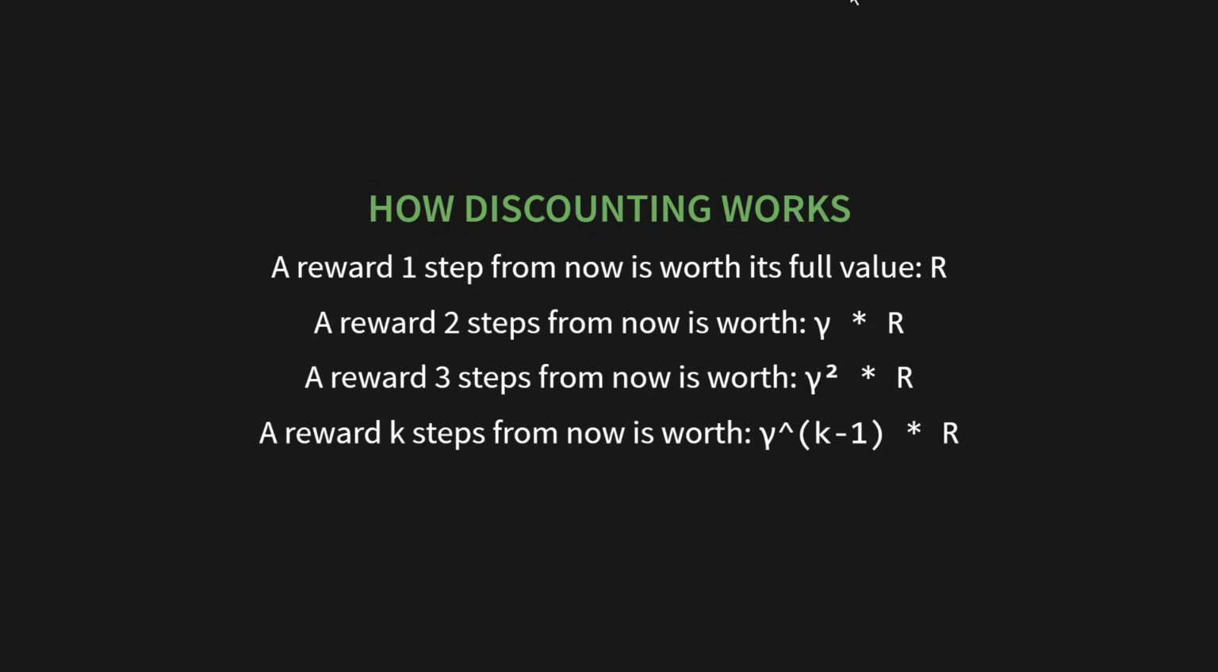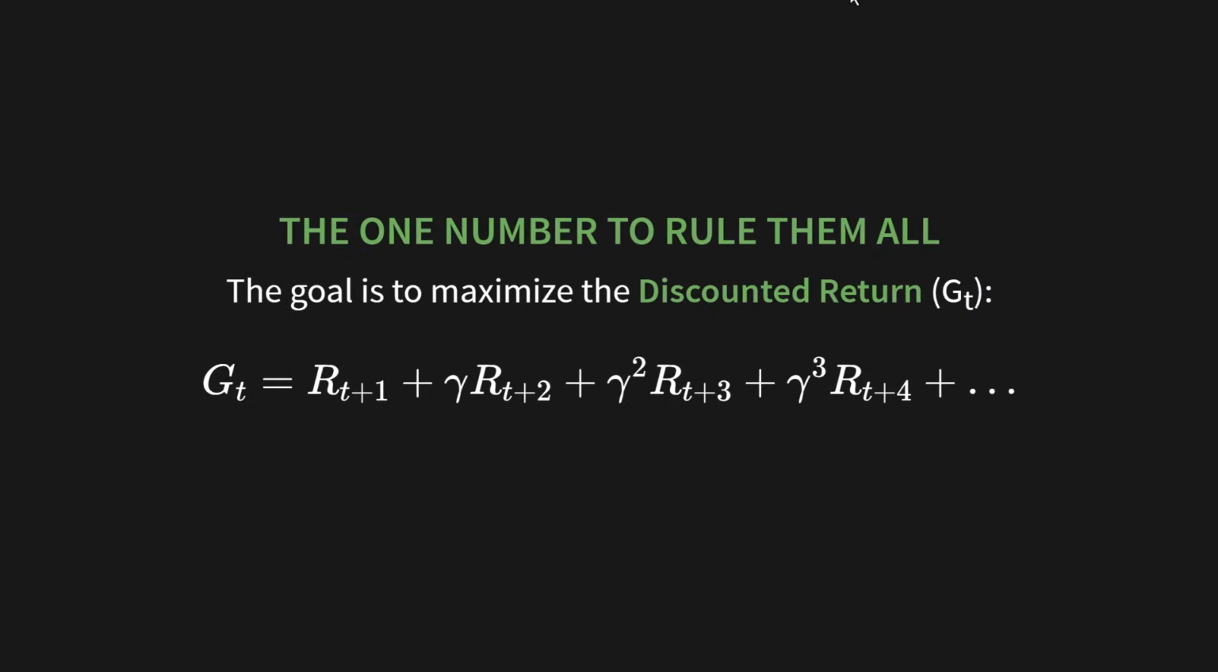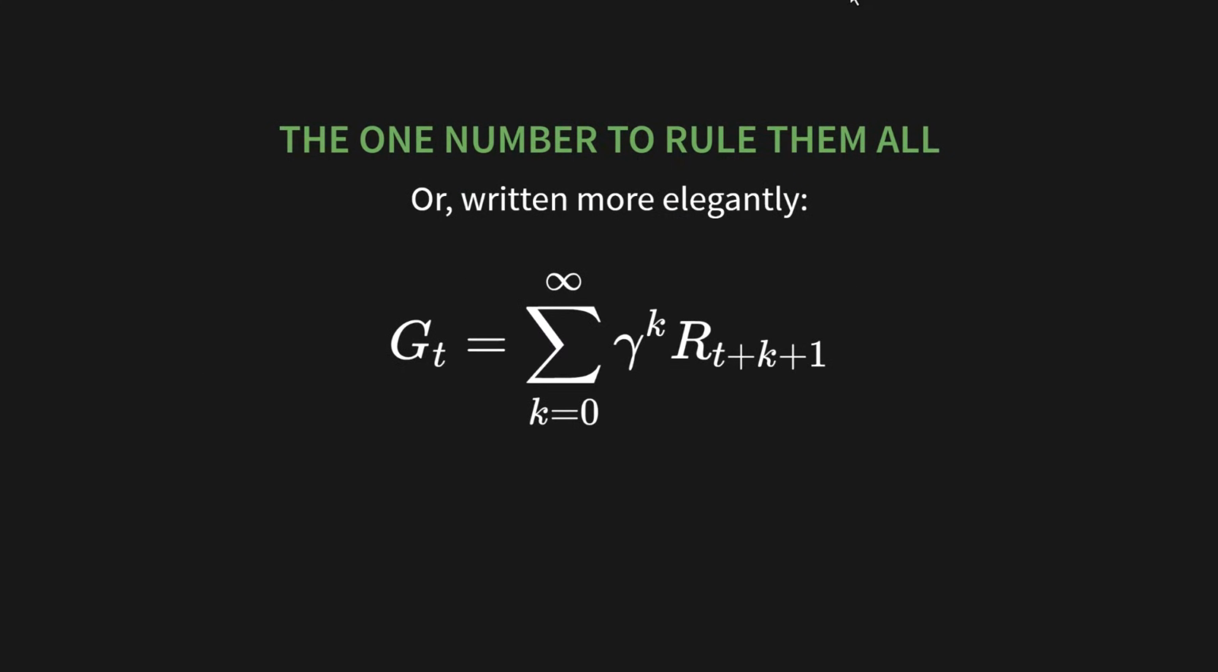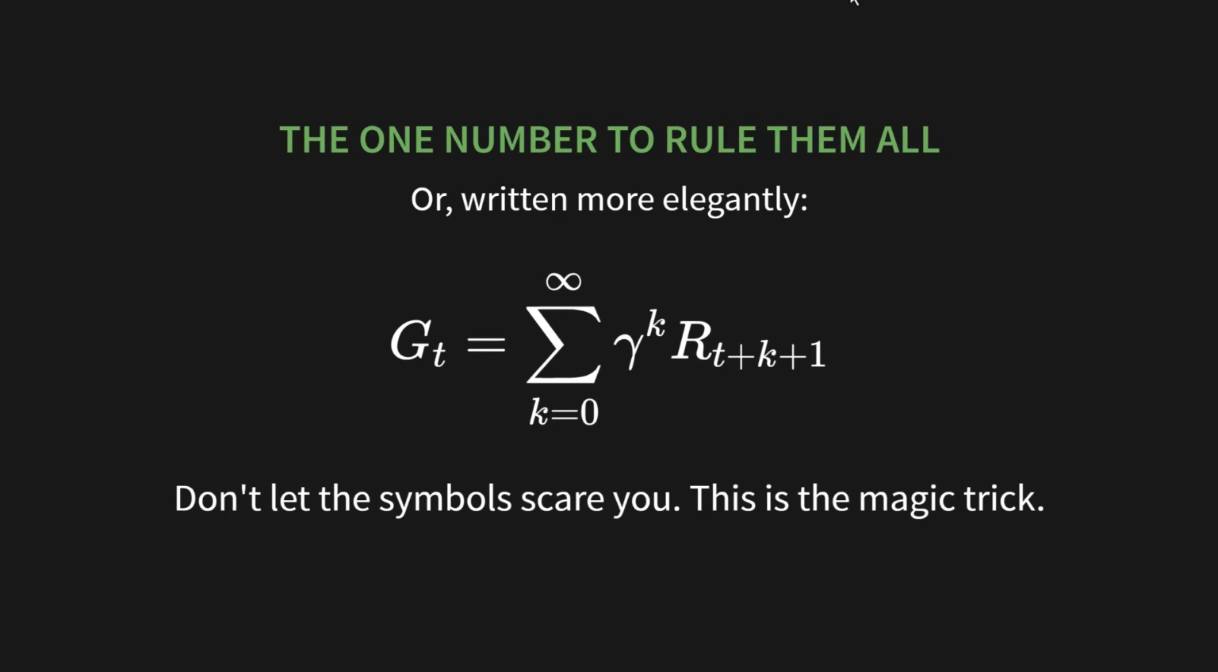This brings us to the one number to rule them all. The agent's goal is no longer to maximize the simple sum of rewards. It's to maximize the discounted return. We call this G_t, and if you check out the formula, here's what it looks like. The return starting from now is the immediate reward, plus the next reward slightly discounted, plus the next one discounted even more, and so on, forever. It can be written more elegantly with this summation formula here. Now, don't let the symbols scare you. This is the magic trick. Because gamma is less than 1, this infinite sum is now guaranteed to be a finite number. It will never explode to infinity.